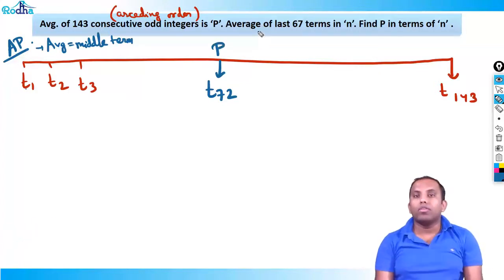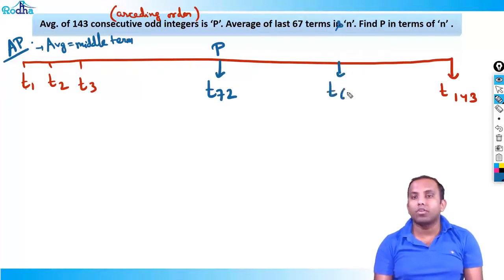Now the average of the last 67 terms is N. So what are the last 67 terms? 143 minus 67 is 76, so it should start from T77.